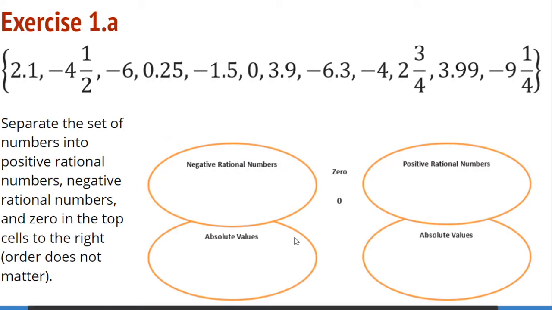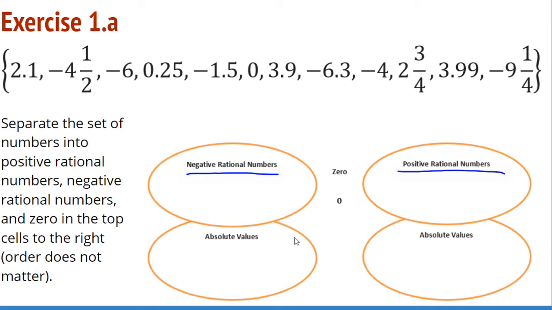So here we have some numbers, and we are going to separate the set of numbers into positive rational numbers, negative rational numbers, and 0 in the top cells to the right. Order doesn't matter. So we're just working in this one and this one. We're not looking at absolute values yet.